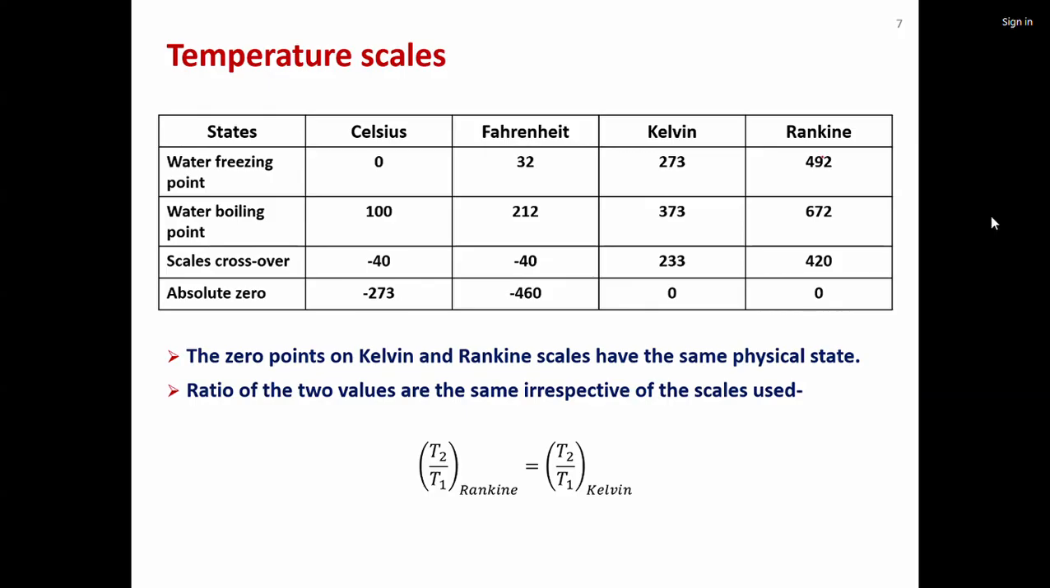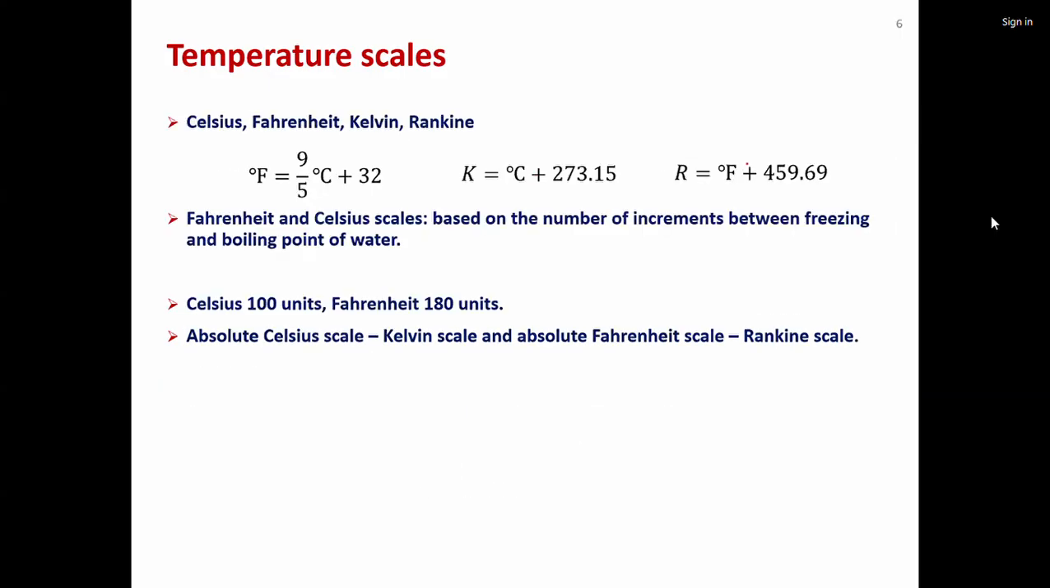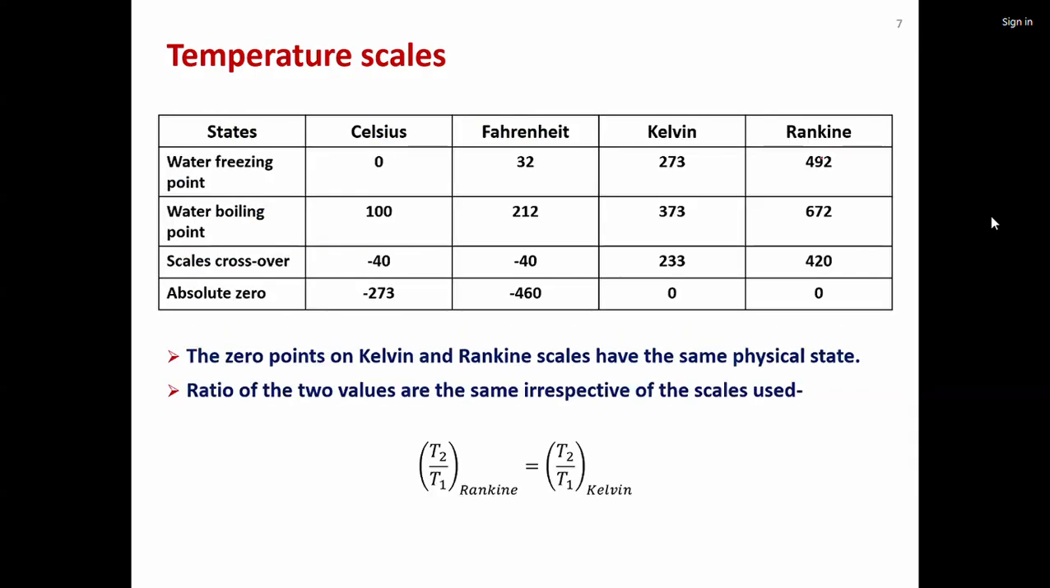And Rankine is basically 32 degree here. Your Rankine will be 492, and your 212 will be 672, minus 40 will be 420, and minus 460 will be 0 degree Rankine. So you can see that the 0 points on Kelvin and Rankine scales are the same physical state. So here, 0 degree Kelvin and 0 degree Rankine correspond to absolute zero temperature.